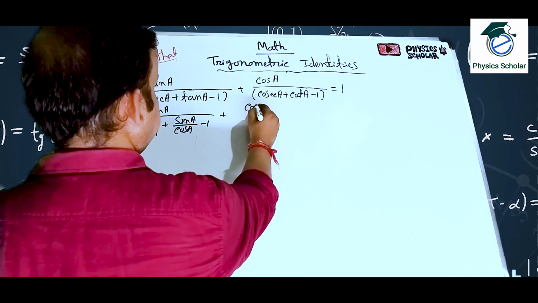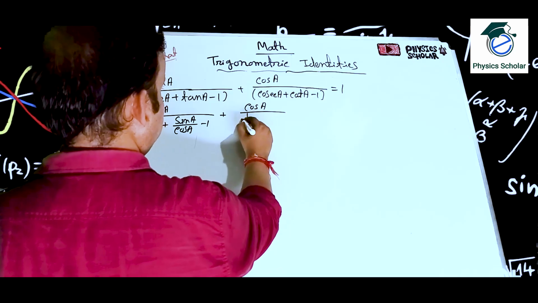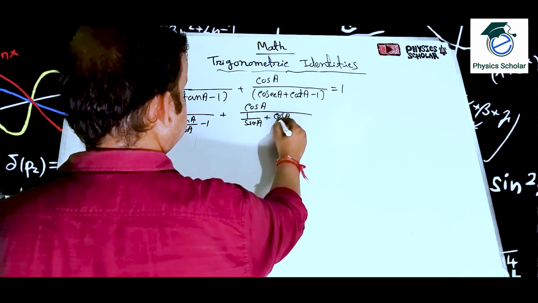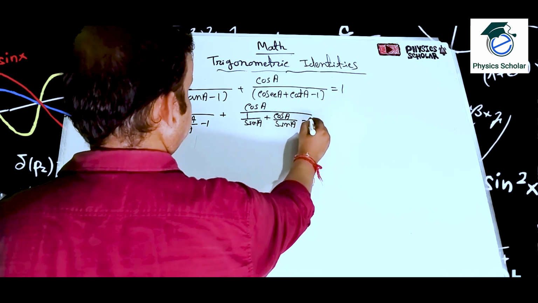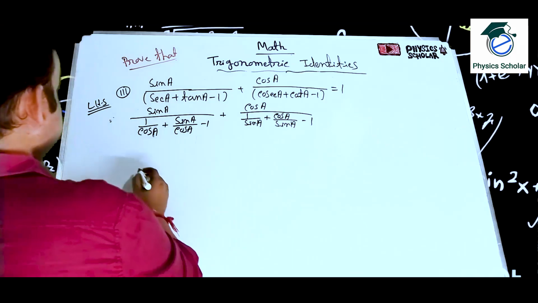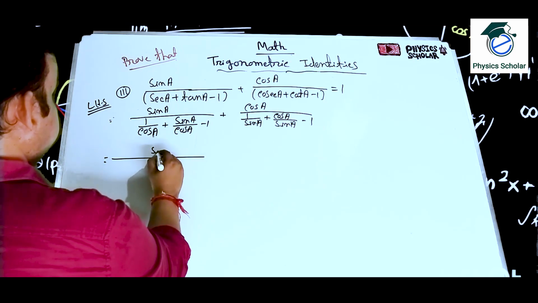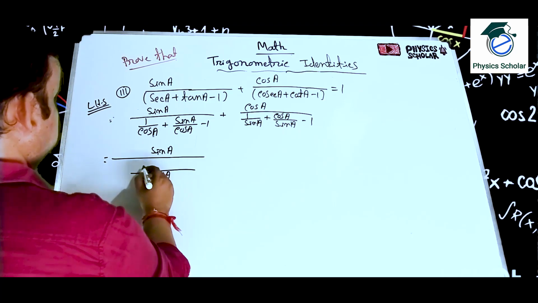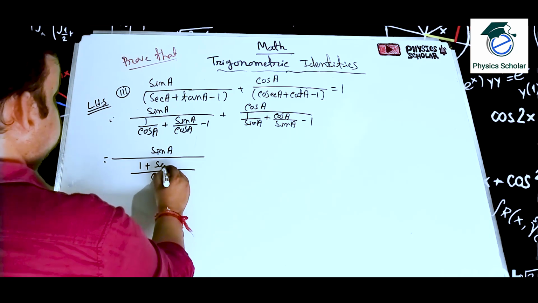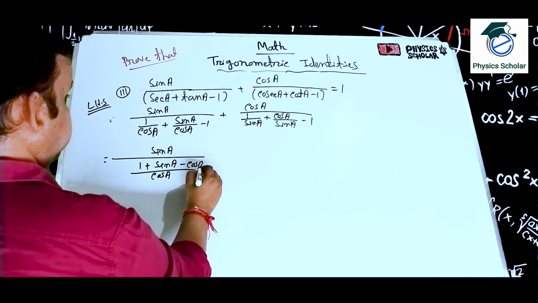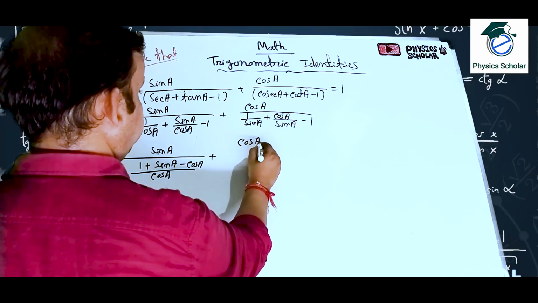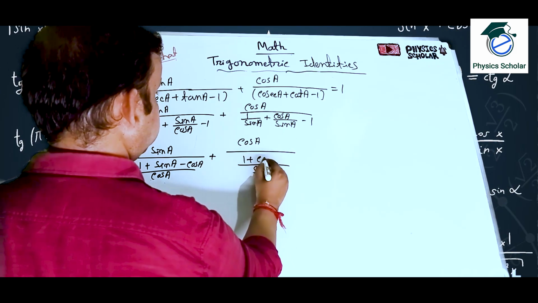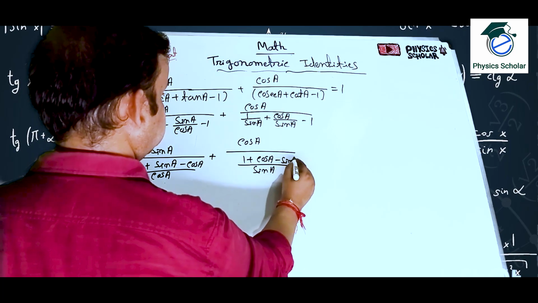Clear? Plus cos A divided by cosec means what? 1 by sin A plus cot A means what? Cos A by sin A minus 1. Okay. Now here it is what? Sin A and cos A will be the LCM. So it will be 1 plus sin A minus cos A, plus here cos A whole divided by sin A will be the LCM. So 1 plus cos A minus sin A.